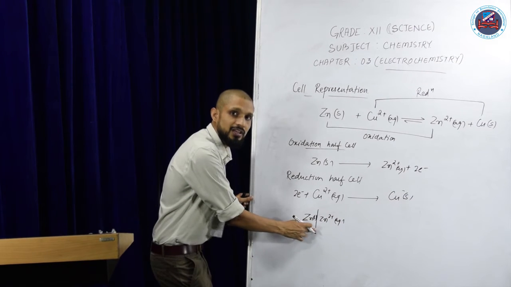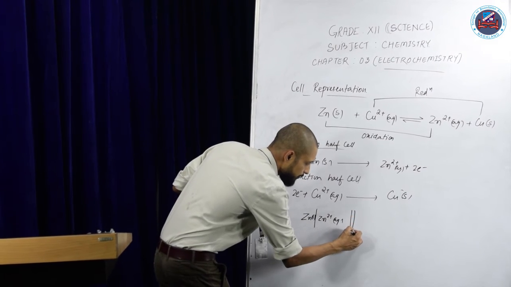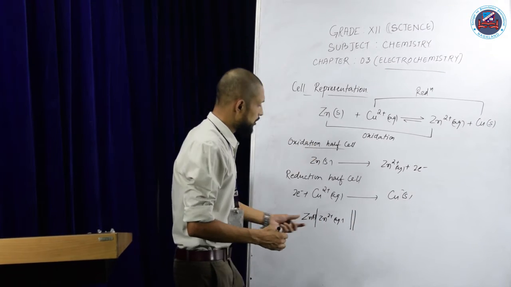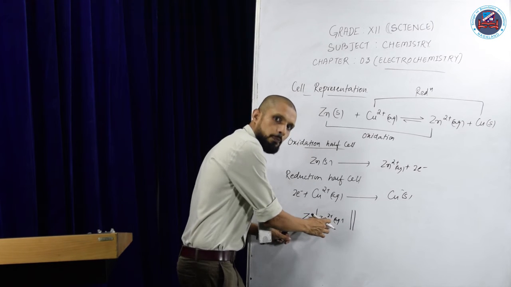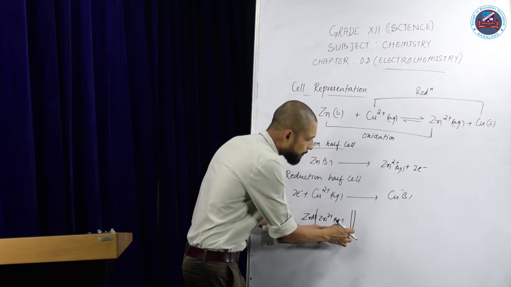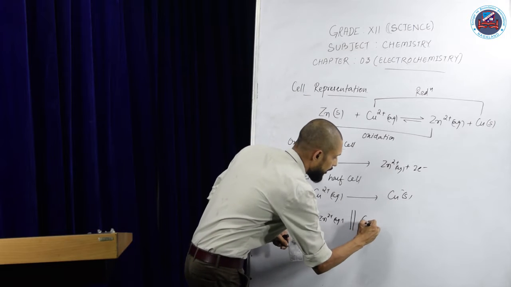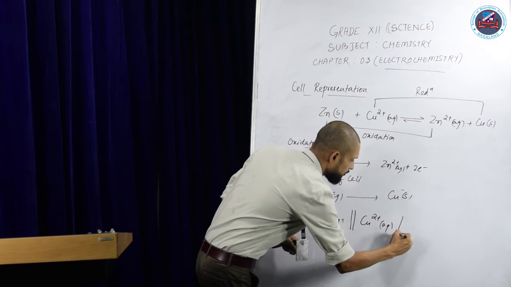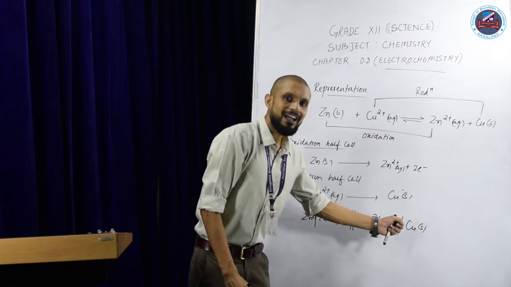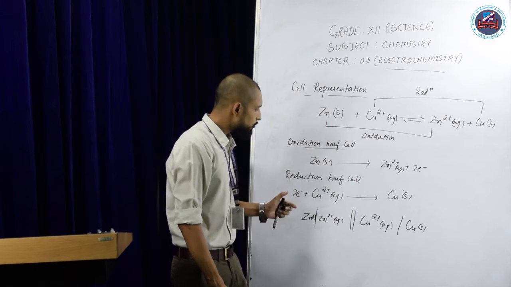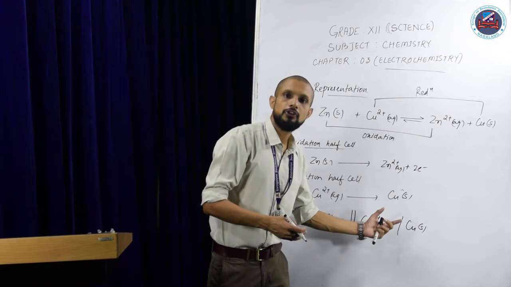Now this represents the electron. Then two parallel lines of equal length in a vertical direction represent the salt bridge. So this is oxidation, Zn to Zn2 positive, this means electron, salt bridge, followed by reduction. And the reduction is Cu2 positive to Cu. So we'll write here Cu2 positive aqueous to Cu solid. Now when we represent the cell, we don't have to show the electron. We just have to show the oxidation half cell, salt bridge, and the reduction half cell.